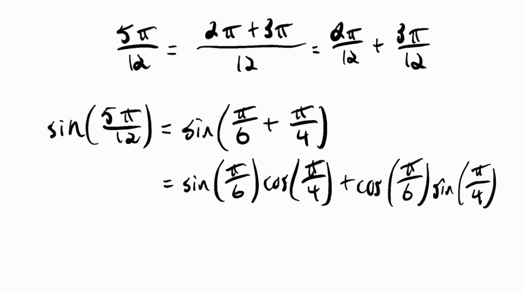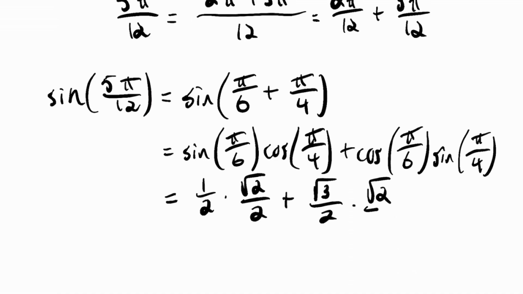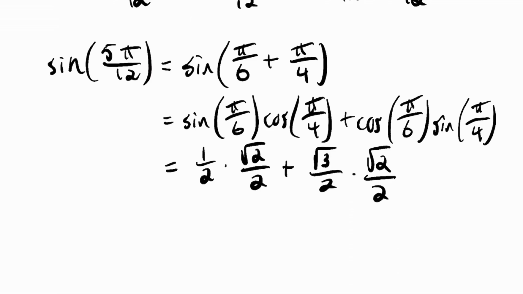So now I can go work the individual factors. So sine of pi over 6, that's going to be 1/2. Cosine of pi over 4, that is root 2 over 2. Plus cosine of pi over 6, that is root 3 over 2. And then sine of pi over 4 is, of course, root 2 over 2. Now, how I combine these is up to me. Maybe I want to leave it like that. That's an answer. I might want to clean up a little bit. I might want to say that this is, say, root 2 over 4 plus root 6 over 4.